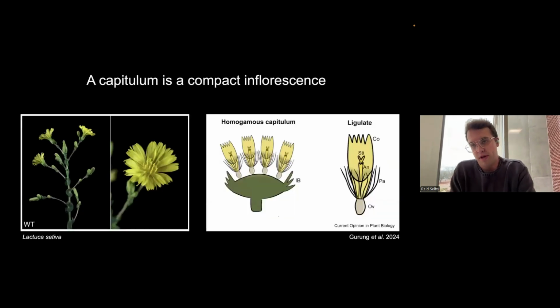So what is a capitulum? We all know that a capitulum is a compact inflorescence in which many individual florets are all borne on a singular receptacle that ecologically functions as a singular flower, or a pseudanthium. This is widely thought to be one of the reasons that this family is so successful.